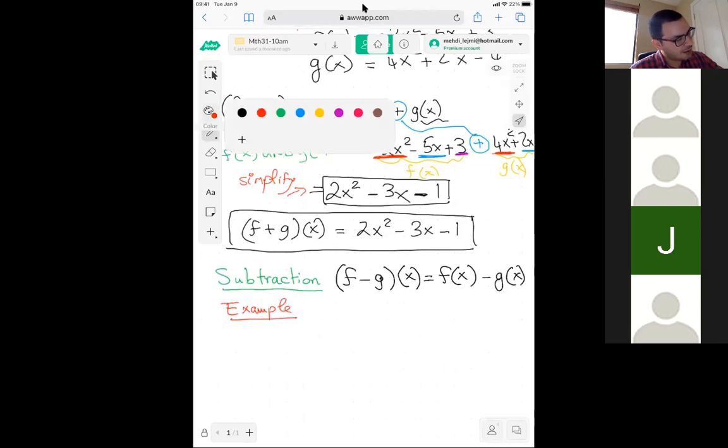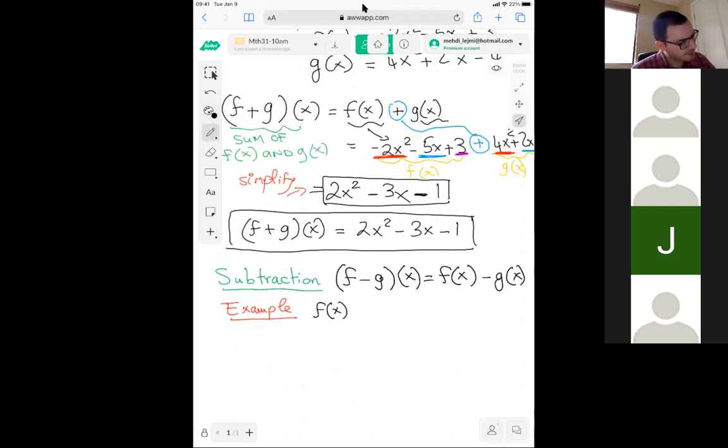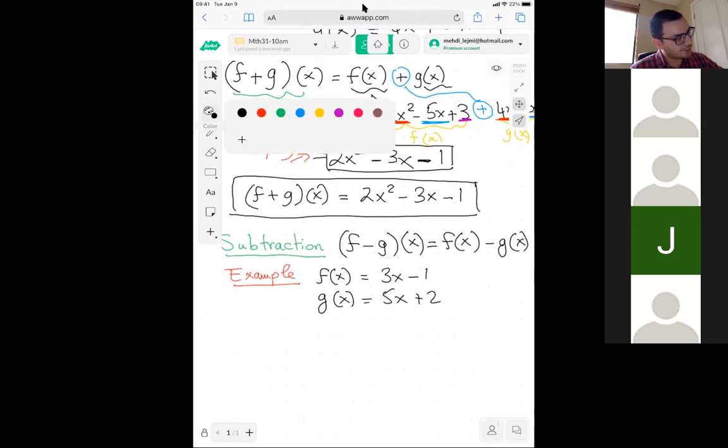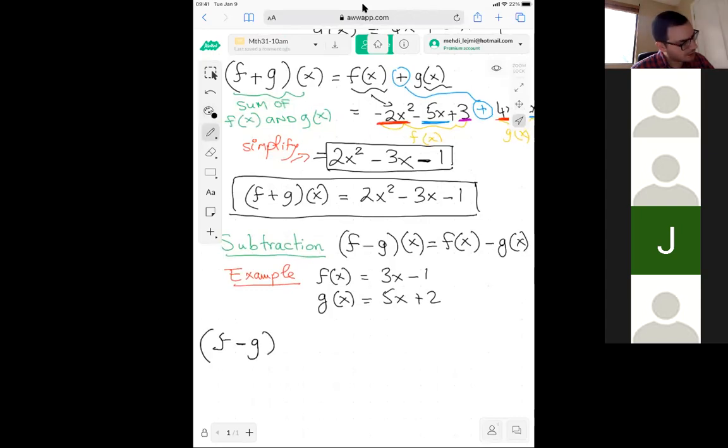For example, let's say f of x is 3x minus 1, and let's say g of x is 5x plus 2. When you do subtraction, let's say you want to compute f minus g of x. That's, of course, f of x minus g of x. So f of x would be 3x minus 1, and then you have minus g of x.